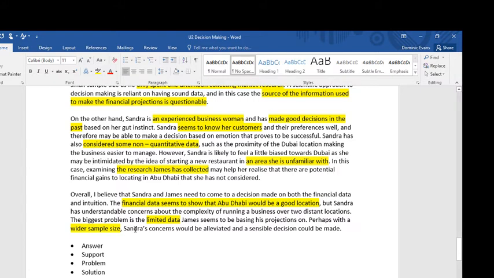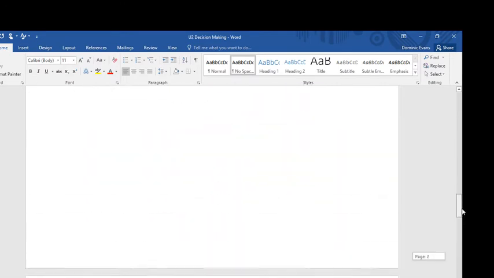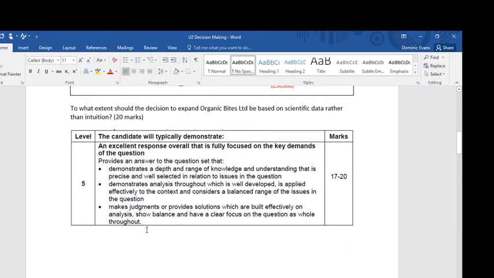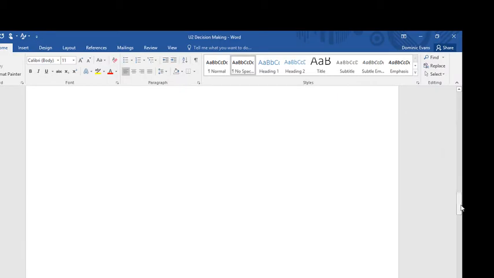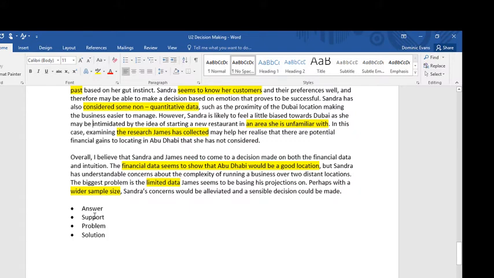Okay, so now I've got my conclusion. A good way of writing a conclusion to get into a level 5 band, making judgment, provide solution, which is based effectively on analysis, show balance and have a clear focus on the question. Well, a good structure to a conclusion would be to answer the question, support my answer, identify a problem with my answer, and if I can, find a solution to that.